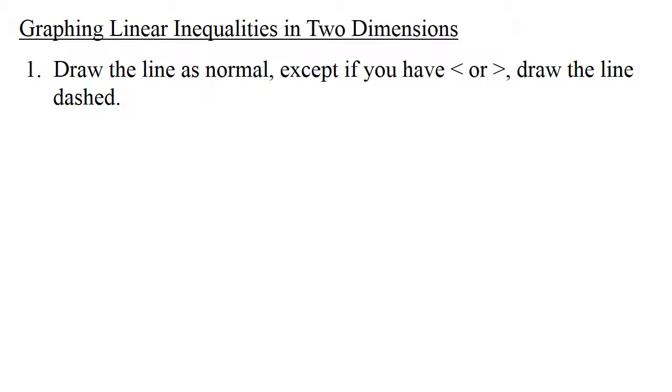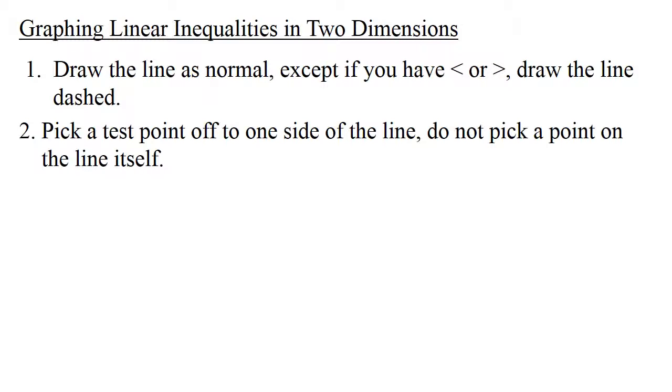equal sign. The only thing you need to be aware of is if you have a greater than or a less than, but not an or equal to, the line should be dashed. If it says less than or equal to or greater than or equal to, you draw the line solid. Then we're going to pick a point off to one side. This is going to be a test point. We don't want to pick a point on the line itself.